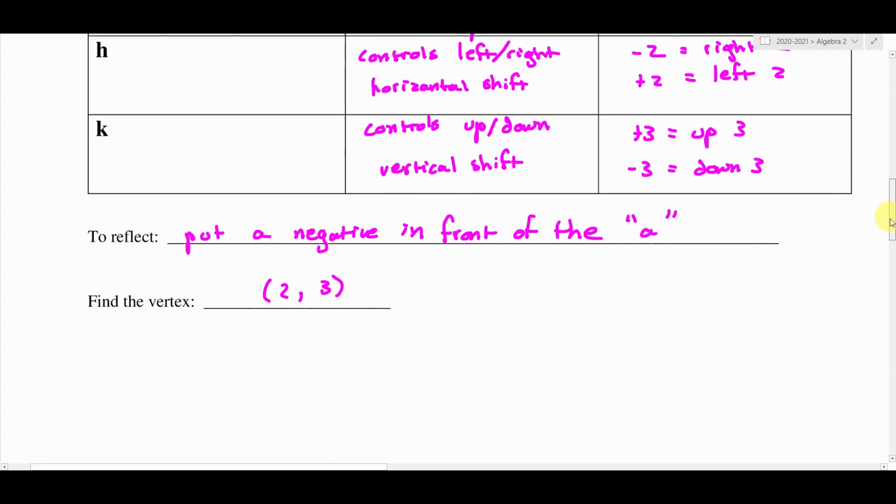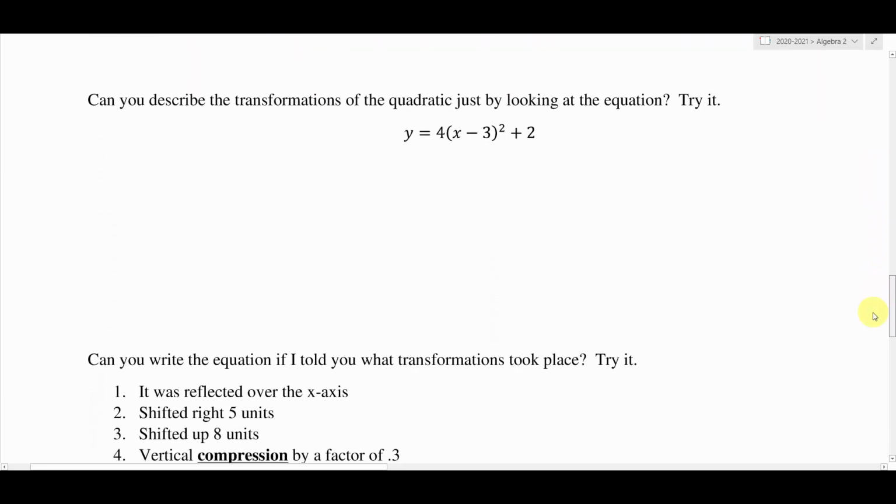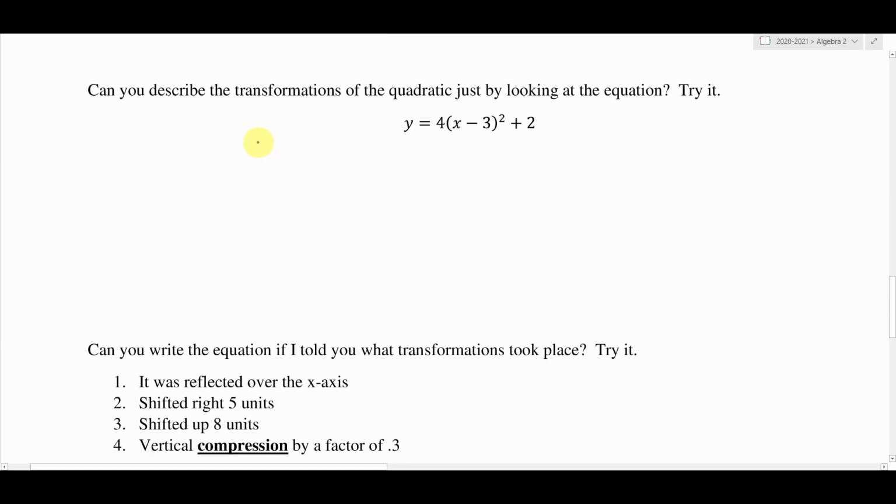All right, so let's take a look at a few example problems that we might run into with this kind of content. One of the things I might ask you to do is just describe the transformations just by looking at the equation. Notice our a value, our h value, and our k value. So I might talk about the a value first.